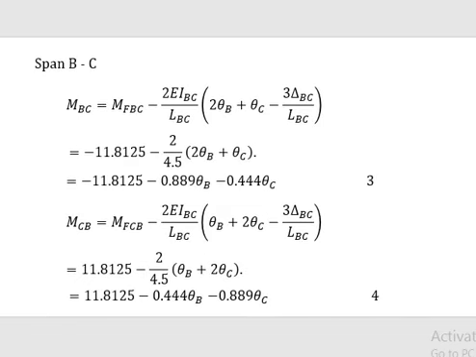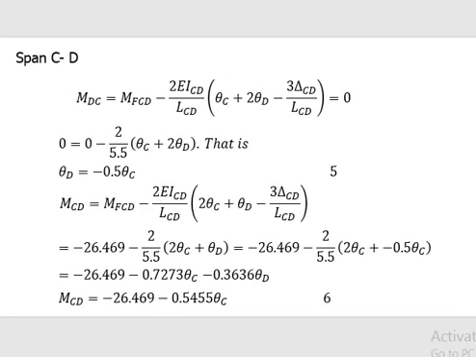I go to span BC. I repeat the same procedure I did in span AB. So in this case, I write the equation for MBC, substitute the parameters, simplify, and I get equation 3. I also calculated using equation 6 to get MCB. Substituting the parameters and simplifying, I get equation 4.